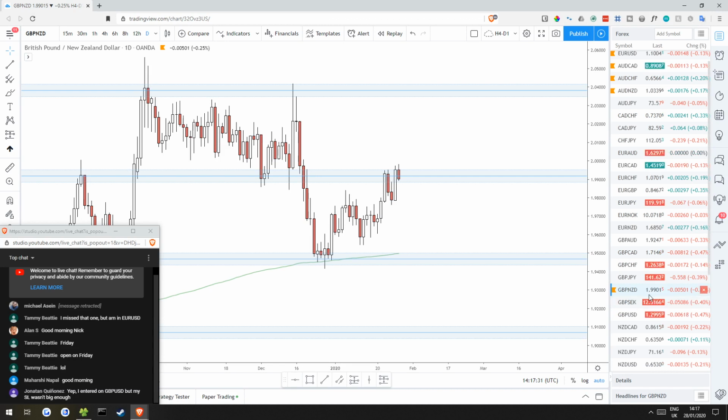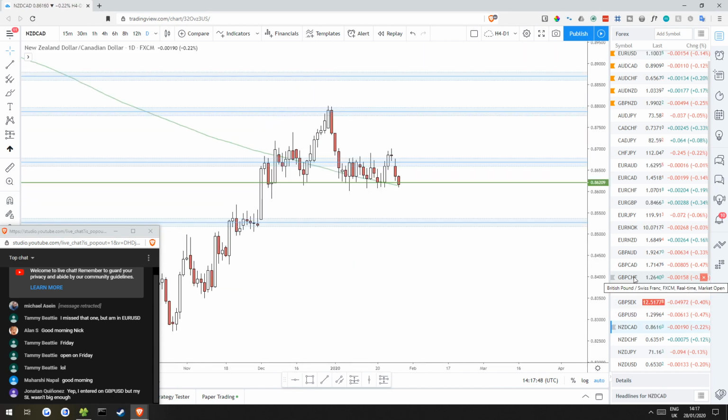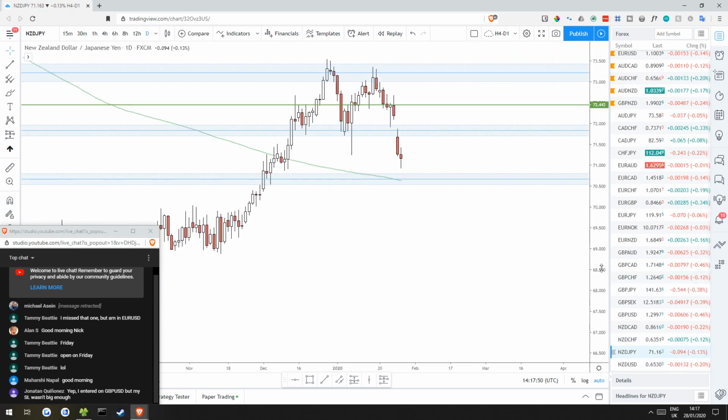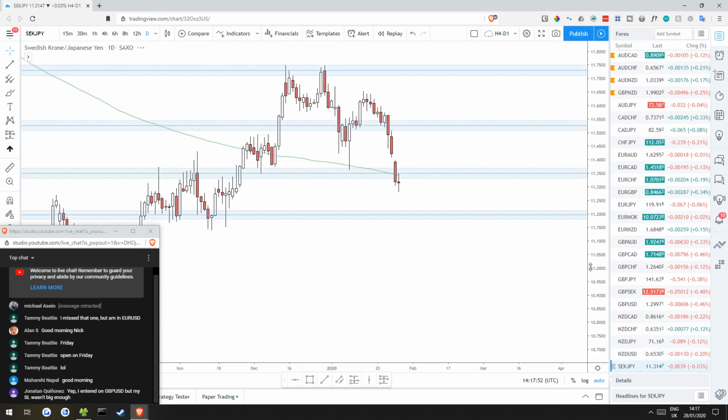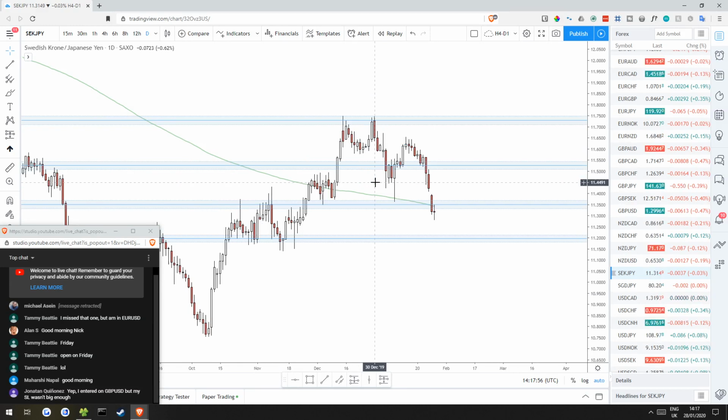GBP New Zealand, there could technically be a setup here if this gives us some indecision. It is clearly stalling at this resistance area, so this second attempt might work out better than the first attempt. So I'm going to keep a close eye on it, but I'm not sure what we'll do with that one, if we'll trade it at all. Yeah, I don't like that.